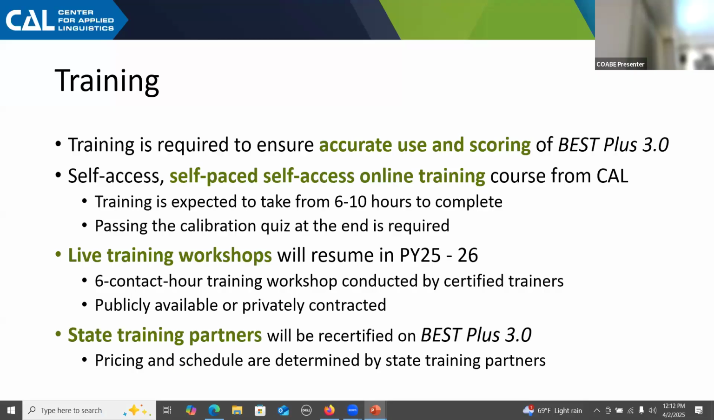Thank you. If you're looking to get recertified on Best Plus 2.0, don't. It's expiring in the summer. There's just no reason. Yes, the Best Plus 3.0 Test Administrator badge is for life. You don't have to get recertified.